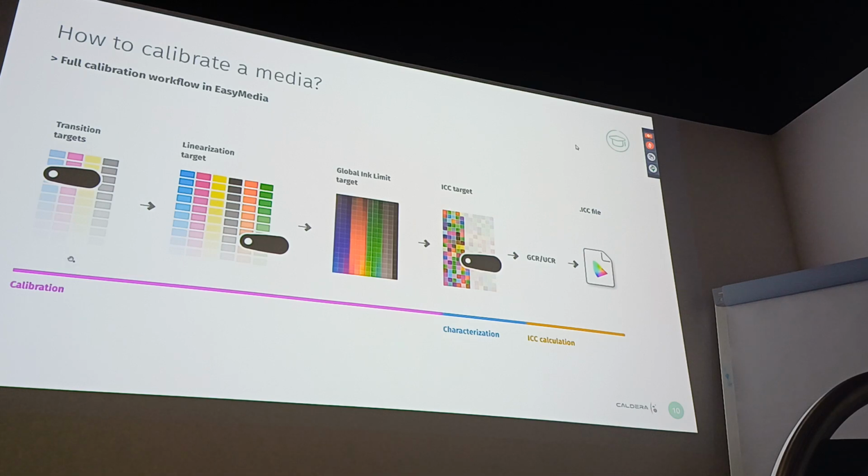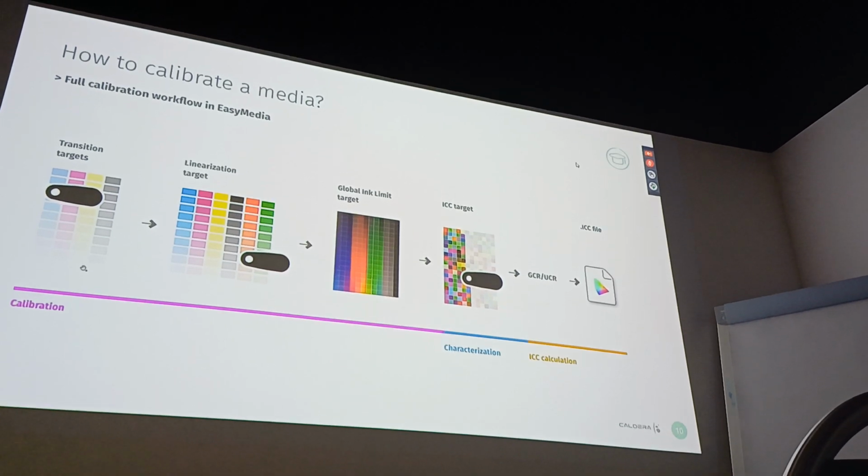So the first step will be transitions, if you are working with light inks, of course. If not, you will start straight away with the linearization target instead. But in today's training, I will show you how to calibrate a printer using light inks. So that will be the very first step of the calibration process.